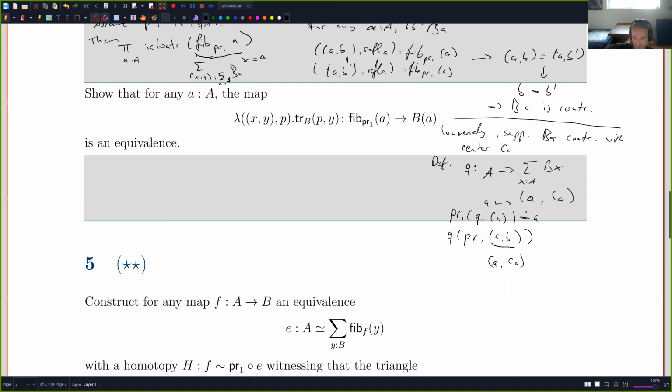So Q, yeah, because PR1 of A and C A is A. So all of this is just A, and Q of A is A and C A by definition. So yeah, this is equal to A comma B if we apply the reverse path again.